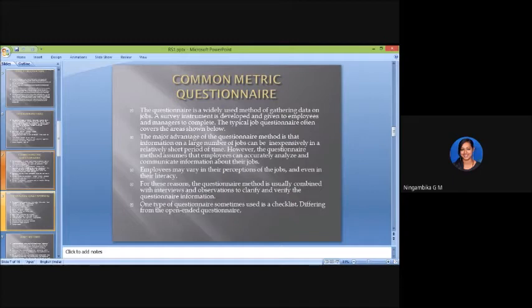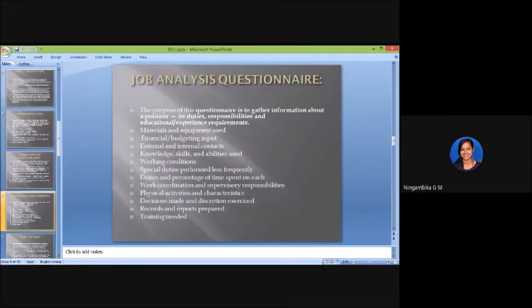One type of questionnaire is sometimes used as a checklist, differing from the open-ended questionnaire. This type of questionnaire can be used in the common metric questionnaire. And the next one is the job analysis questionnaire. In this particular questionnaire method, these are the types of questions they can ask.